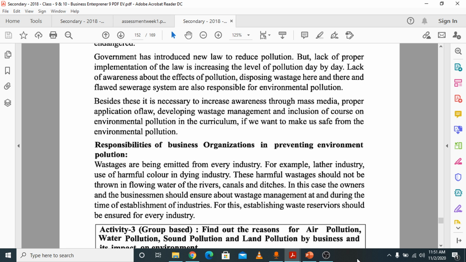Responsibilities of business organizations in preventing environmental pollution. Wastages are being emitted from every industry, for example the leather industry and the use of harmful colors in the dyeing industry. These harmful wastages should not be thrown into the flowing water of rivers, canals and ditches. In this case, the owners and businessmen should ensure wastage management during the establishment of industries. Establishing waste reservoirs should be ensured for every industry. That means arrangements for waste management must be made.